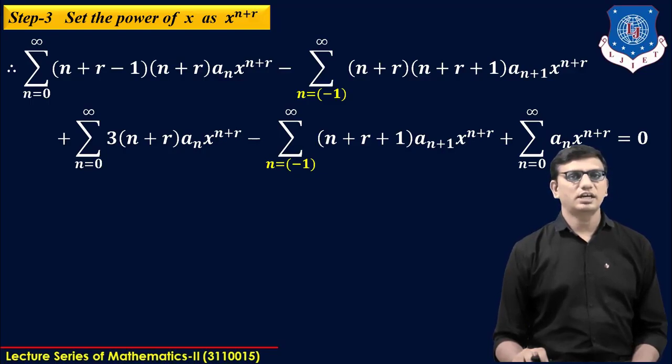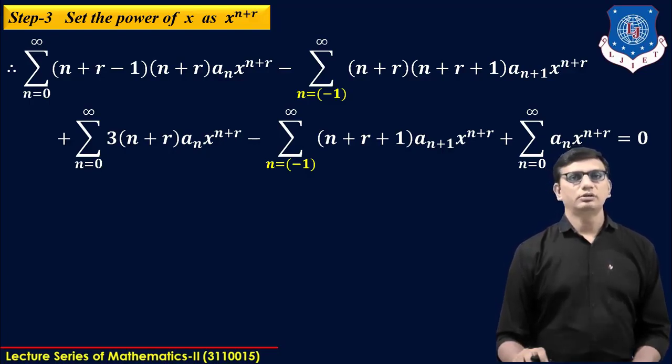plus sigma n equal to 0 to infinity 3 n plus r an x raised to n plus r minus sigma n equal to minus 1 to infinity n plus r plus 1 an plus 1 x raised to n plus r plus sigma n equal to 0 to infinity an x raised to n plus r equal to 0. Now after putting the minimum value of n, we get the initial roots.